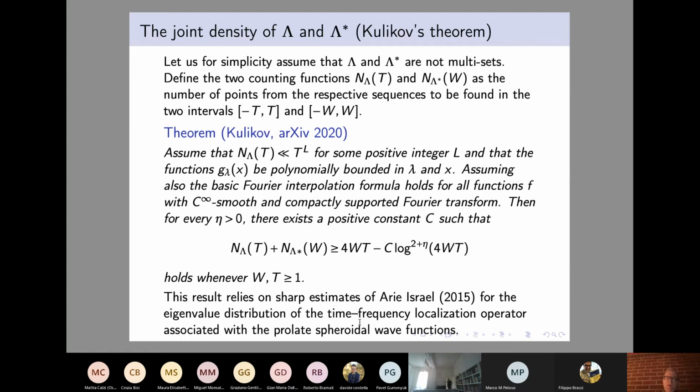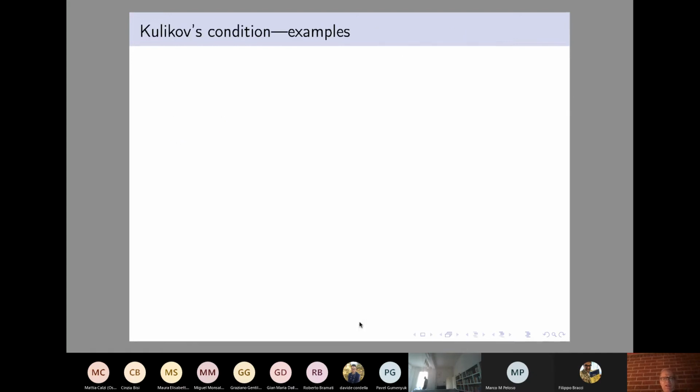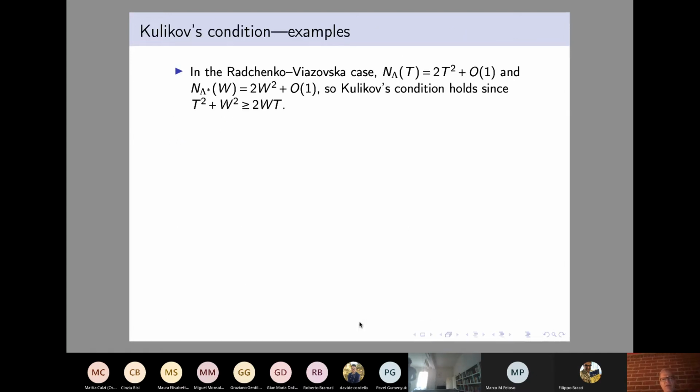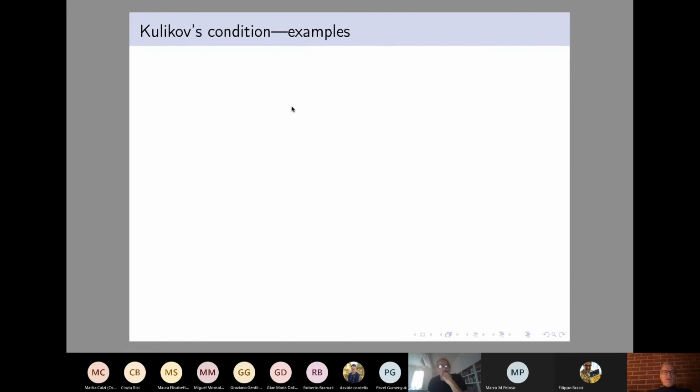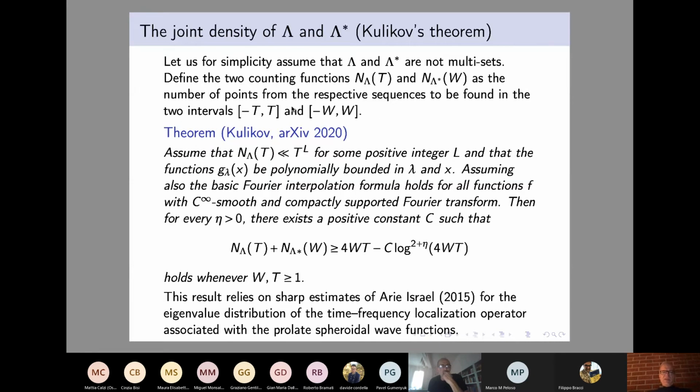And what is satisfactory to see is that if you look at the examples that we have so far, Radchenko, Viazovska, I wrote down for you what the counting functions are. It's very easy to see. That's 2t squared and 2w squared for these two intervals. And so you see that you have t squared plus w squared larger than or equal to 2wt. You don't have 4 because you are only looking at even functions, so you get only half. That's why it's 2 and not 4.